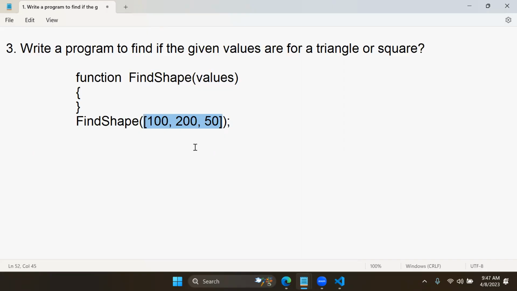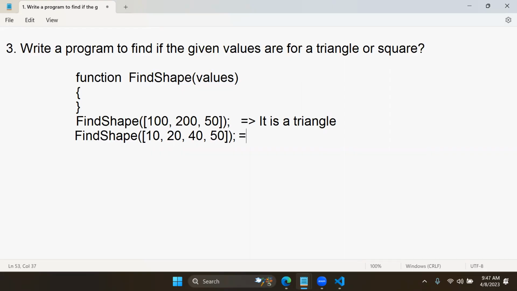Now write the logic for this. What is the output you have to print? If they pass 3 values, it should say it is a triangle. Understand? If they pass 4 values to find shape, suppose an array 10, 20, 40, 50, then it should say that it is a square, or a rectangle, something like that.